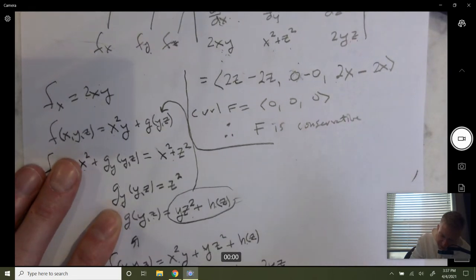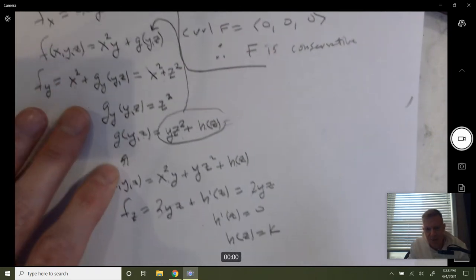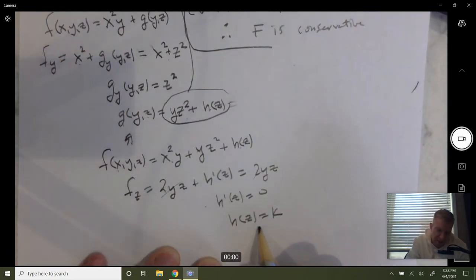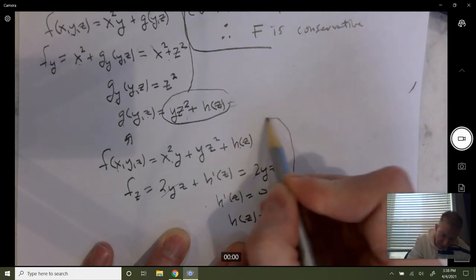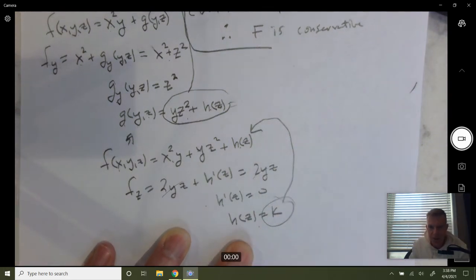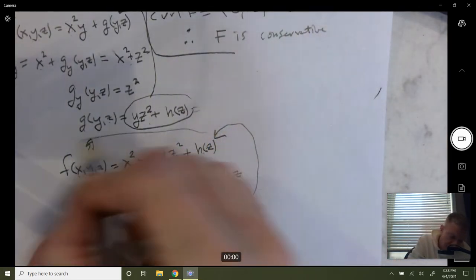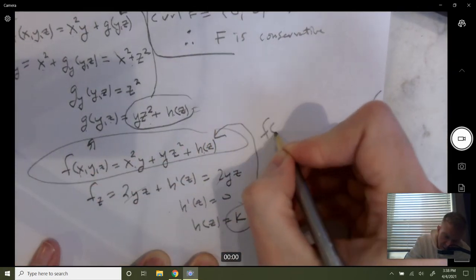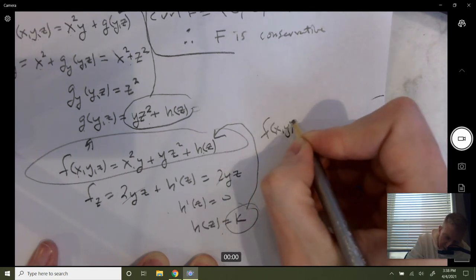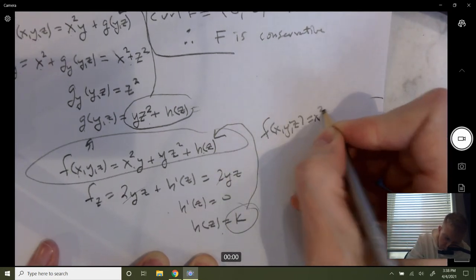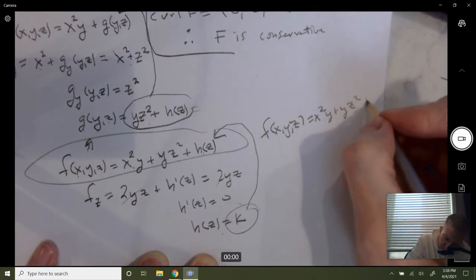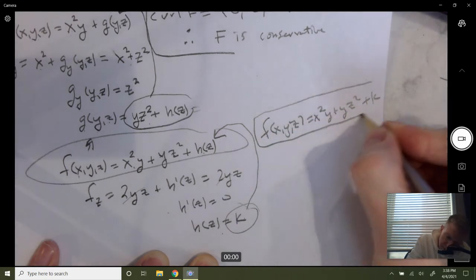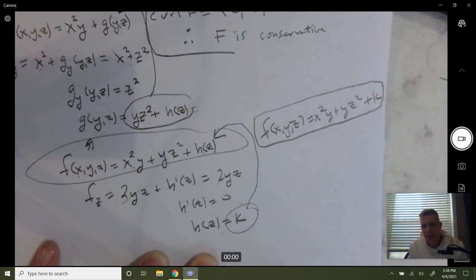So h of z is just a constant. And that we're going to plug back in to here, and we've got our potential function. Our potential function is right here: f of x, y, z equals x squared y plus y z squared plus our constant. There's our potential function.